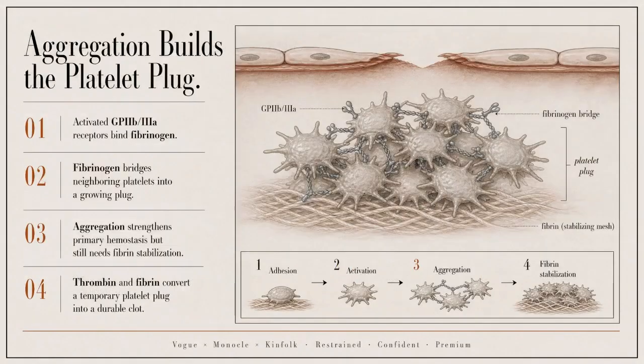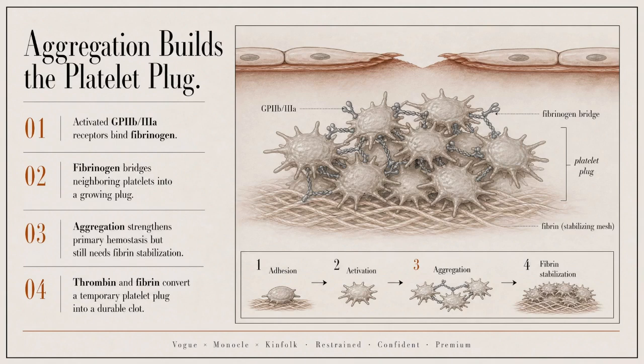Platelet aggregation is the process where activated platelets bind to each other, forming the primary platelet plug. After activation, the GPIIb/IIIa receptor on platelets changes, allowing it to bind fibrinogen. Fibrinogen then acts as a bridge, linking adjacent platelets together, creating a growing mass at the injury site. This primary plug is effective for small injuries, but is initially fragile. Later, fibrin will stabilize and reinforce this plug.